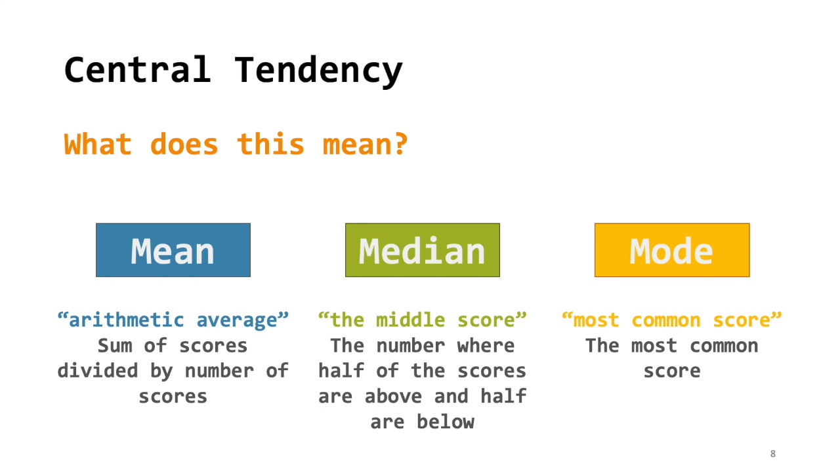So when we're talking about the mean, it's the arithmetic average. You sum up all the scores and divide by however many scores you have. The median is the middle score. It's the number where half of the scores are above and half are below when they are in order. The last one, the mode, is just the most common score. So which one do you see the most?